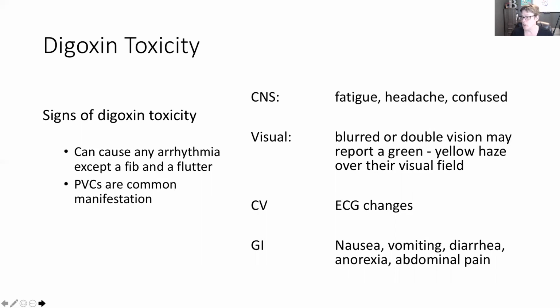Cardiovascular, obviously ECG changes, and the GI symptoms are again pretty common and very non-diagnostic. So we have nausea, vomiting, diarrhea. Maybe they're not eating very well, but they have some abdominal pain. So pretty common.